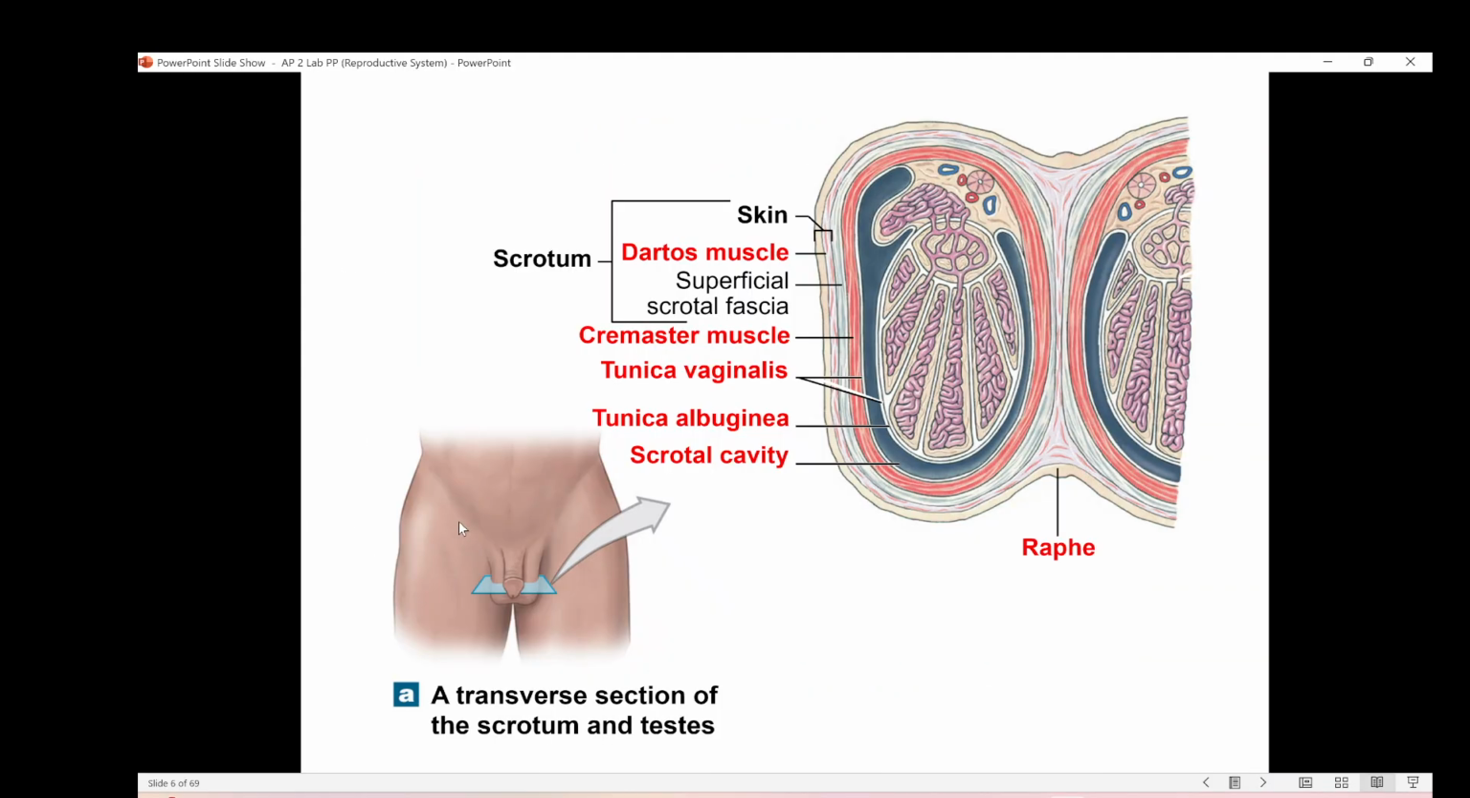I like this picture here. So one more time, we have the skin of the scrotum, like the epidermis and the dermis, and then you can see the pink bands in there. Those are the dartos muscle. Then we have a little bit of subcutaneous tissue right over here. Now look at this muscle here, going all the way around. This is your cremaster muscle right here.